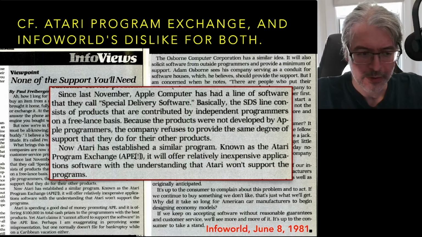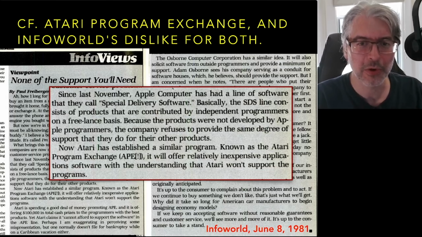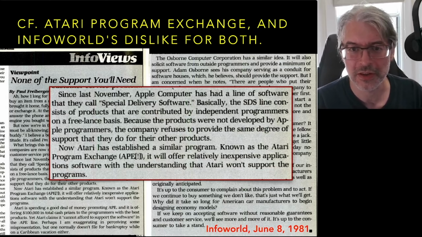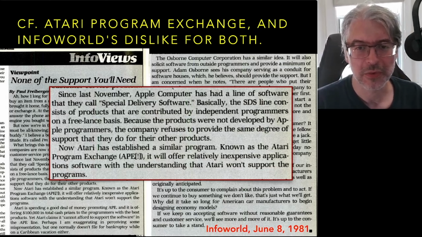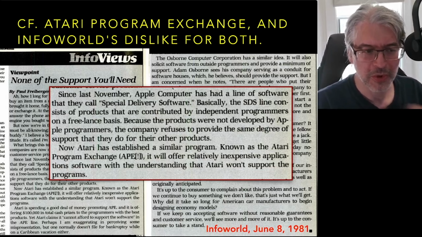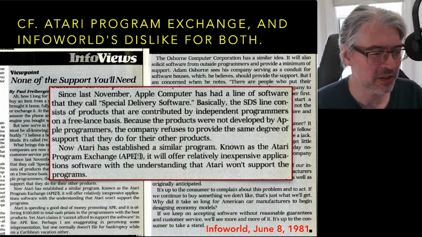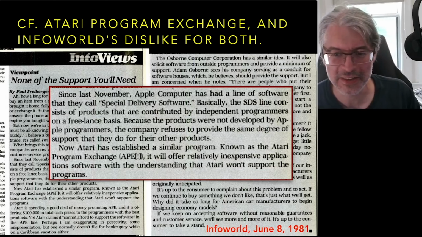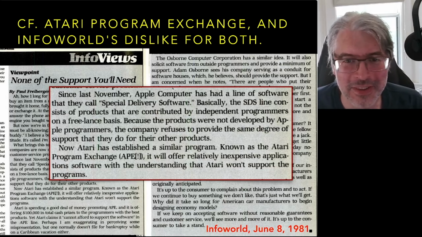It's basically like the big computer entity whose name began with A would help the programmers of that platform get their programs to market through their channel, right? So Atari had the Atari Program Exchange. Apple had this Special Delivery Software. And the complaint was essentially that this is a way for them to put out software they don't have to support. And so the piece ends with, it's up to the consumer to make a stand. But anyway, it kind of died on its own, to be honest.